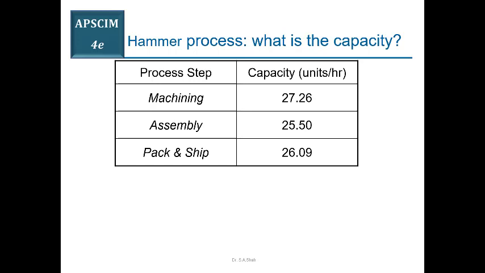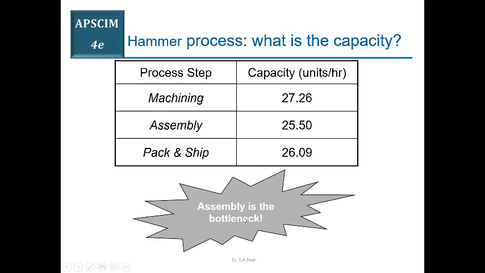And if you have the maximum cycle time, this means that that particular station will have the lowest production rate or throughput rate. So here the slowest station is the assembly workstation. So this is the bottleneck workstation, and the production rate or the capacity of the whole system will be 25.50. So assembly is the bottleneck.